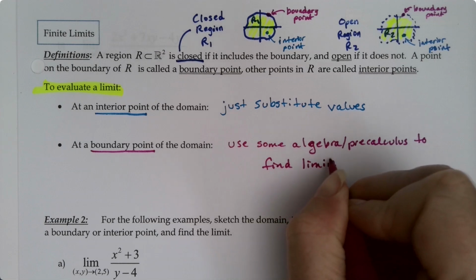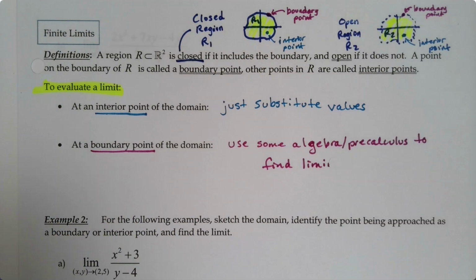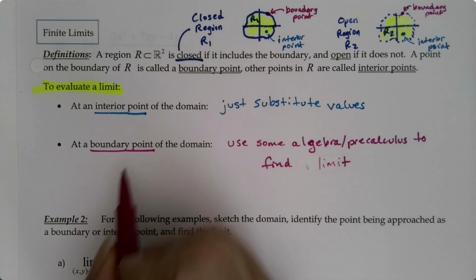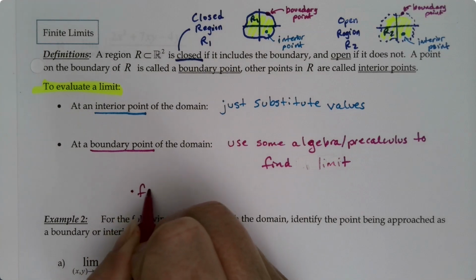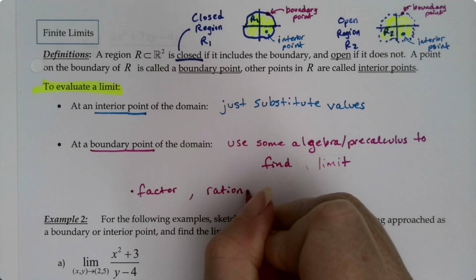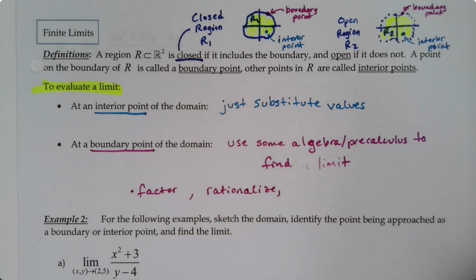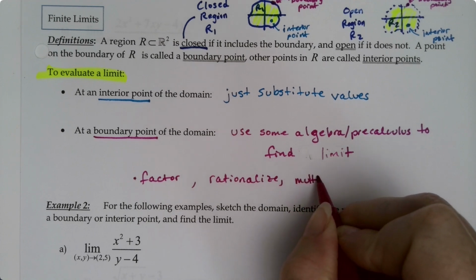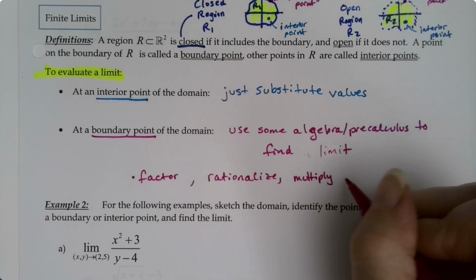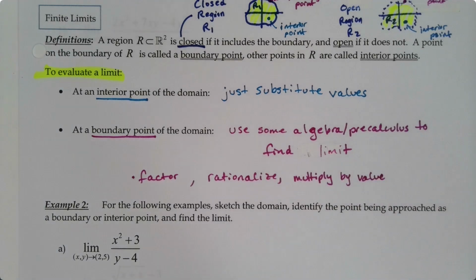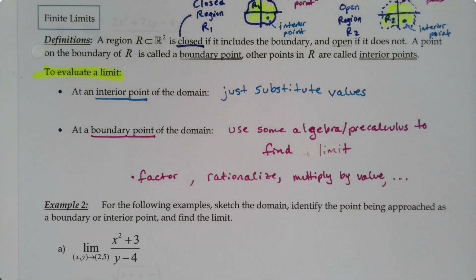Now, what are some potential algebra and pre-calculus things we might have to use? Okay, so some potentials would be factoring. We might need to rationalize. We might need to multiply by a common denominator or something like that. I'll just say multiply by a value. Just leave it at that. And there may be others. Everything you ever learned in algebra class.